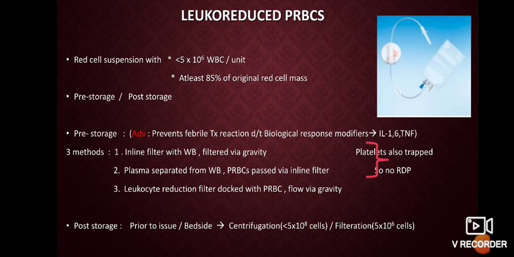In leukoreduced product, there should be a concentration of WBC of less than 5 × 10^6 WBCs per unit, and this unit should at least maintain 85% of the original red cell mass after leukodepletion. Leukodepletion can be done pre-storage and post-storage.